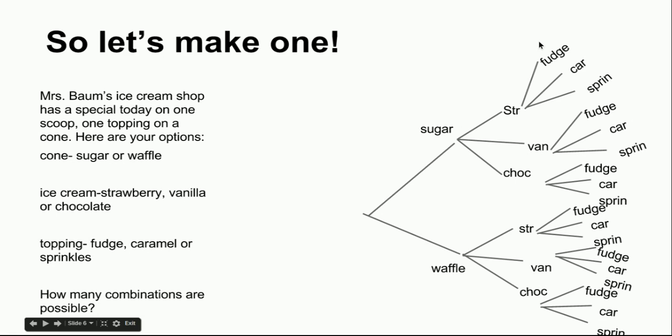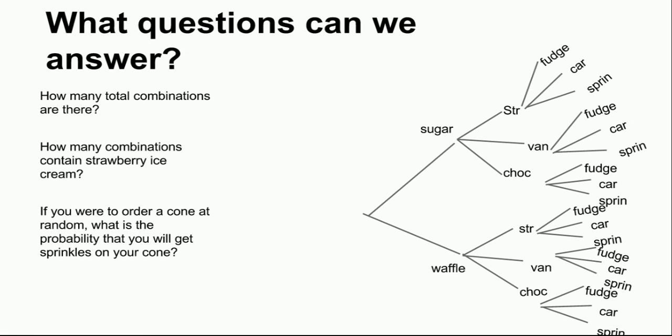At this point, I can go to the very edge of my tree diagram and count up all of these guys to find out how many possible combinations I've got. So the questions we can answer are, like I said, how many total combinations are there? And again, I would go to the edge here and count them up. 1, 2, 3, 4, 5, 6, 7, 8, 9, 10, 11, 12, 13, 14, 15, 16, 17, 18 for a grand total of 18 combinations.